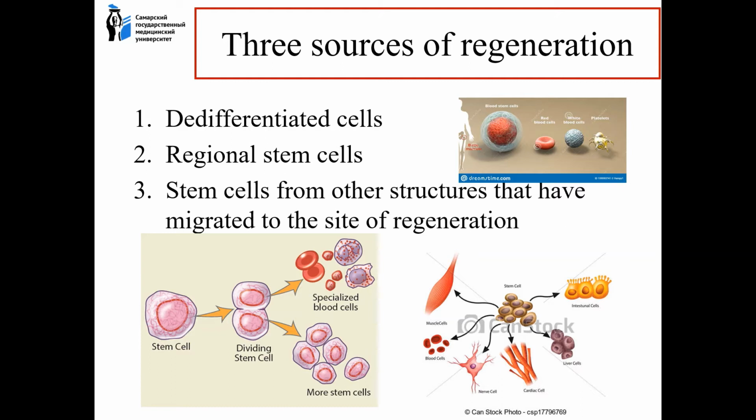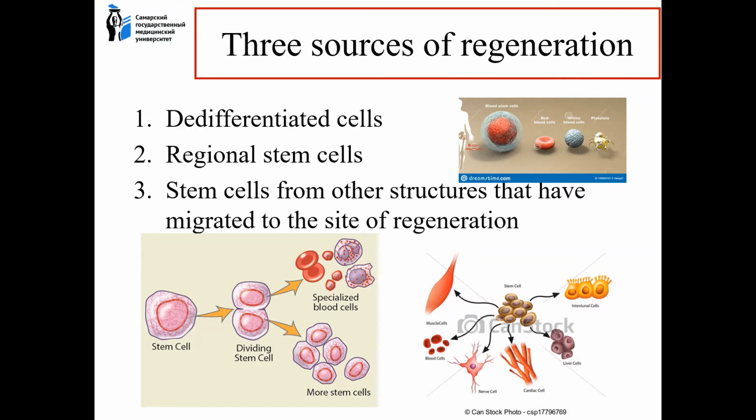And the next one, stem cells from other structures that have migrated to the site of regeneration. This is observed if the organ lacks its own regional stem cells. It has been shown that stem cells isolated from one adult tissue can give rise to mature cells of other cell lines. For example, the endothelium of large arteries doesn't have its own stem cell reserves. Its renewal is due to bone marrow stem cells entering the bloodstream.